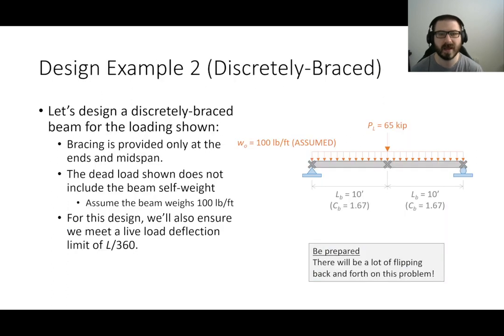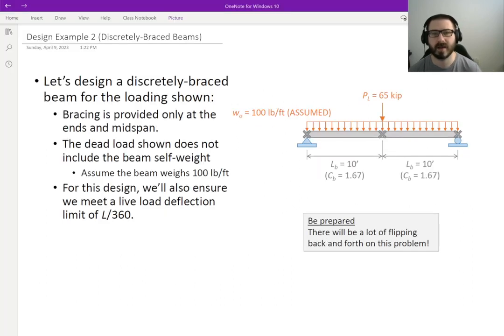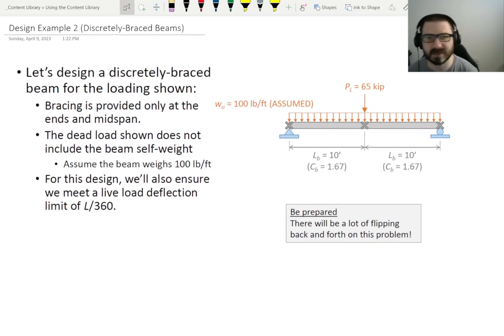And I think the easiest way to wrap your head around everything that we're talking about here is to go through and do an example. So what we're going to do is design this discretely braced beam, and let's digest this problem a little bit. I've got to design this beam. It's a simply supported beam that's 20 foot long. It's braced at the ends and at midspan. So the beam is 20 foot long. The unbraced length is 10 feet.